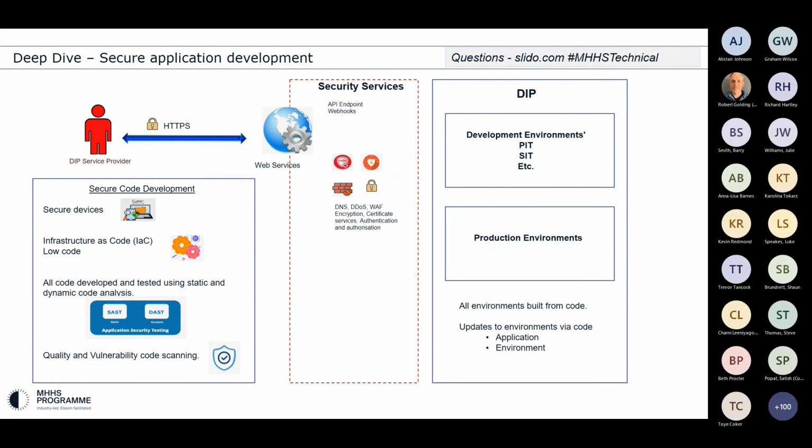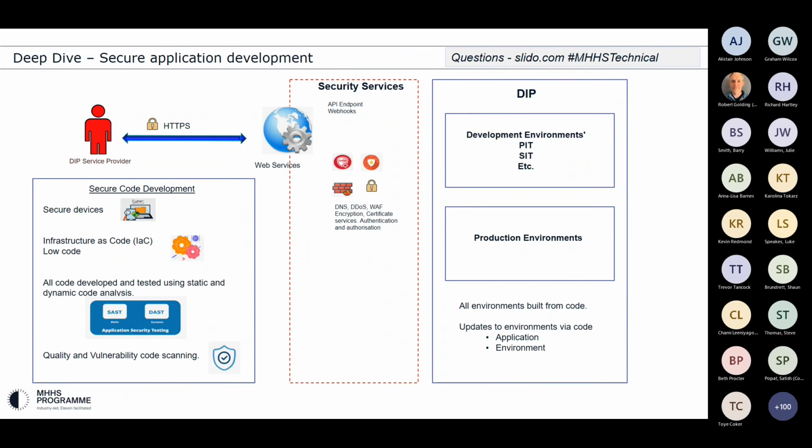In terms of application development, we'll be ensuring that all devices used for code development are secured, and that everything is deployed through code: infrastructure as code, low code. That would be the likes of Terraform and other cloud native products. As part of that process, all code will be statically checked and dynamically checked, along with quality and vulnerability scanning of those code libraries to mitigate any third-party risk along with this development.